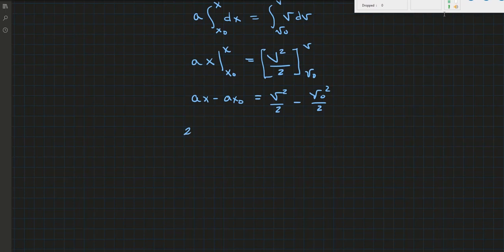Gives us 2. Let's pull the a out here. 2a times (x minus x0) plus v0 squared equals v squared. Now we could take the square root of both sides to solve this if we needed to.